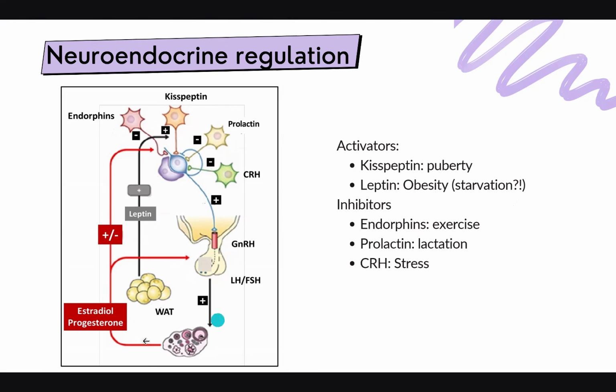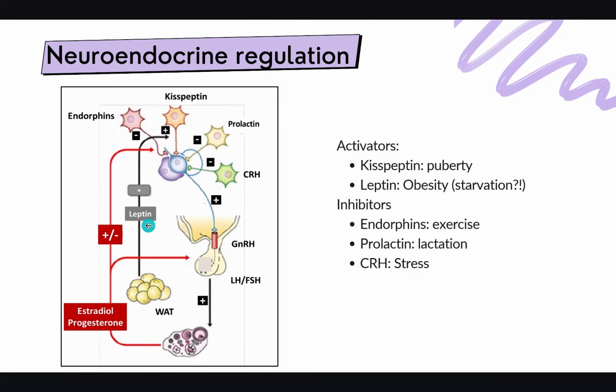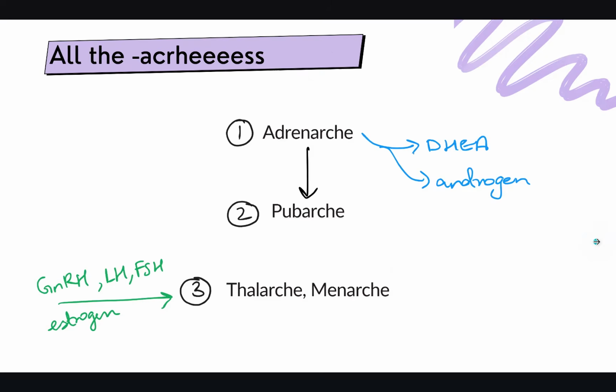When a person is starving, they do not have enough adipose tissue, and their main focus is to survive. So they do not have leptin, and they do not have any kisspeptin that is activated, and therefore there is no GnRH pulsatility and no periods. All right. Now moving on to the different archees that are mentioned in this lecture.